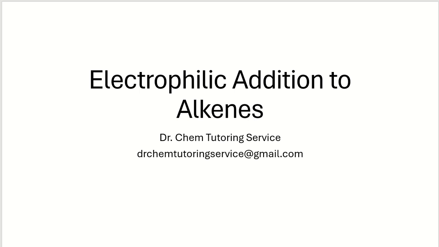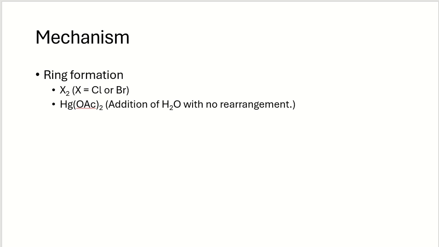So, welcome to part four of our electrophilic addition to alkenes discussion. Part four, we're going to move into a different mechanism away from the carbocations and more into the ring formation process. And there's two possible processes that could occur. One when we have a halogen, the other is with this mercury. And I'm going to discuss both of those mechanisms.